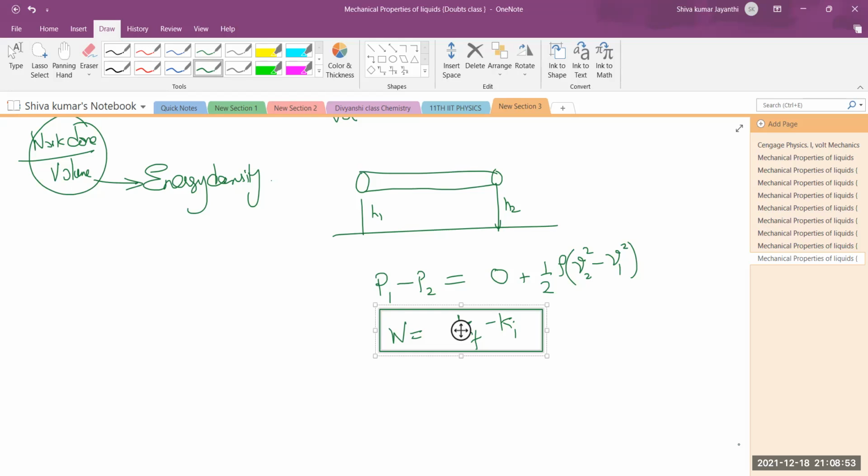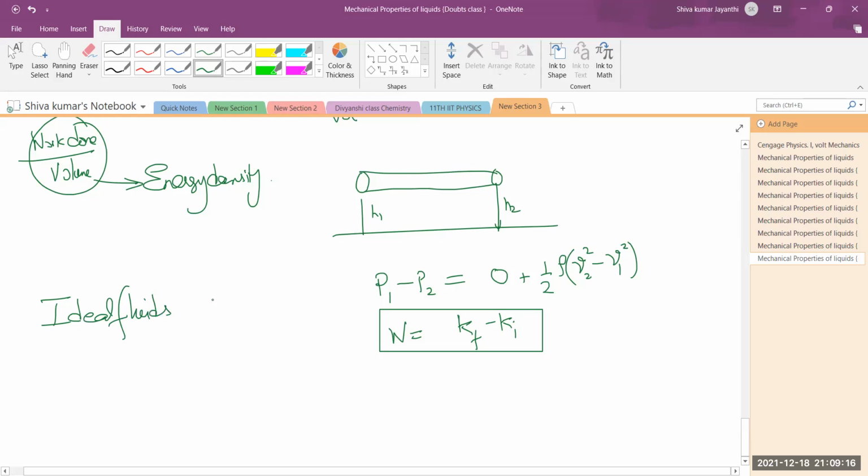It is a property of the fluid. It will try to drag the container. So if the drag is not there, then only Bernoulli's equation is valid. Otherwise, it's not valid. There will be some loss of energy. So it will be valid only for a few fluids, right? Ideal fluids. It is valid only for ideal fluids.